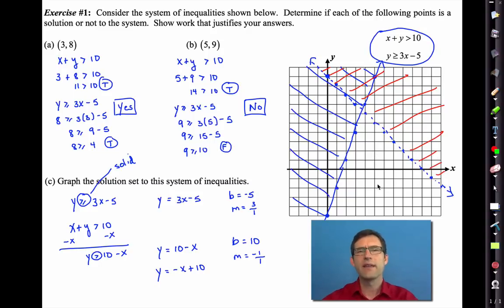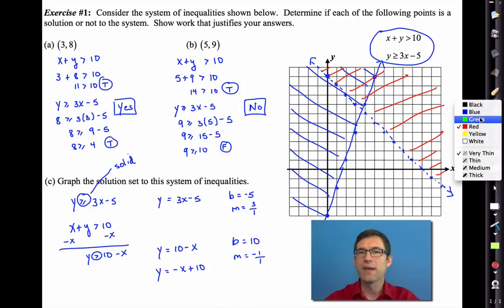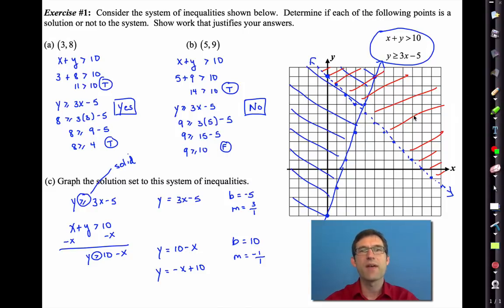Now, what exactly is my solution set? Well, remember, my solution set will be all the points that make both of these inequalities true. Well, that is going to be this little triangular region right up here. That is my solution set.